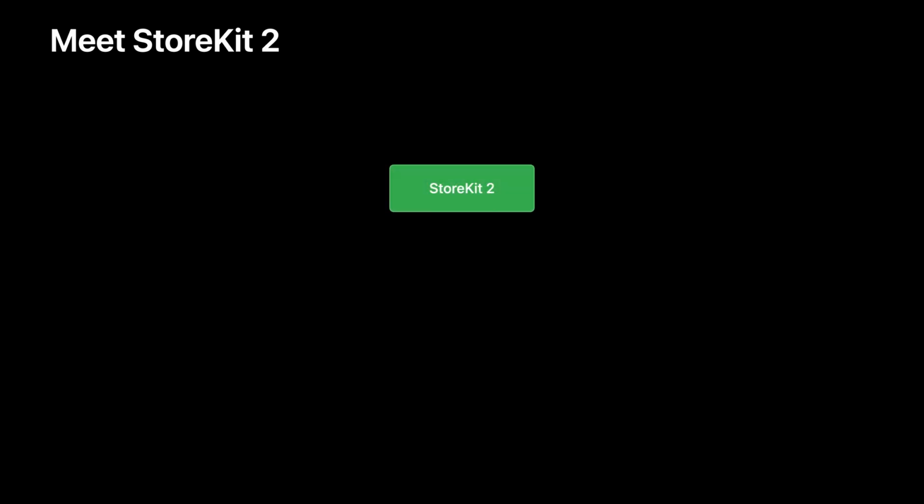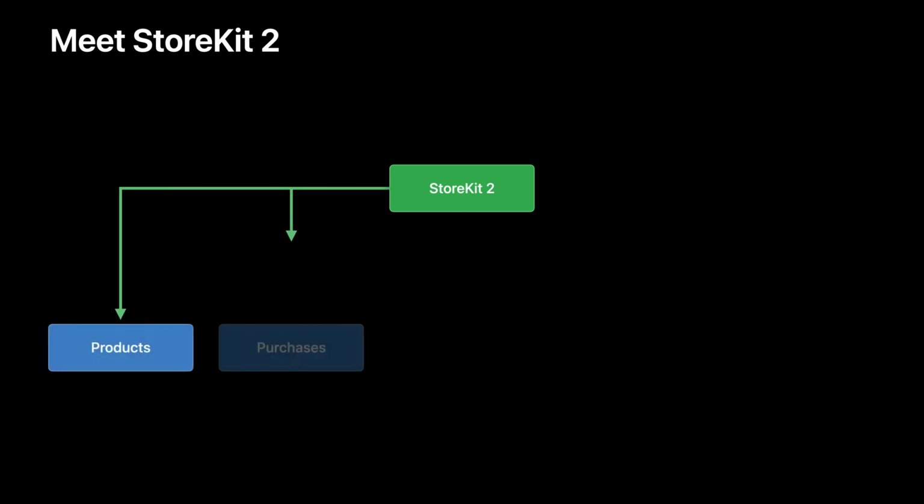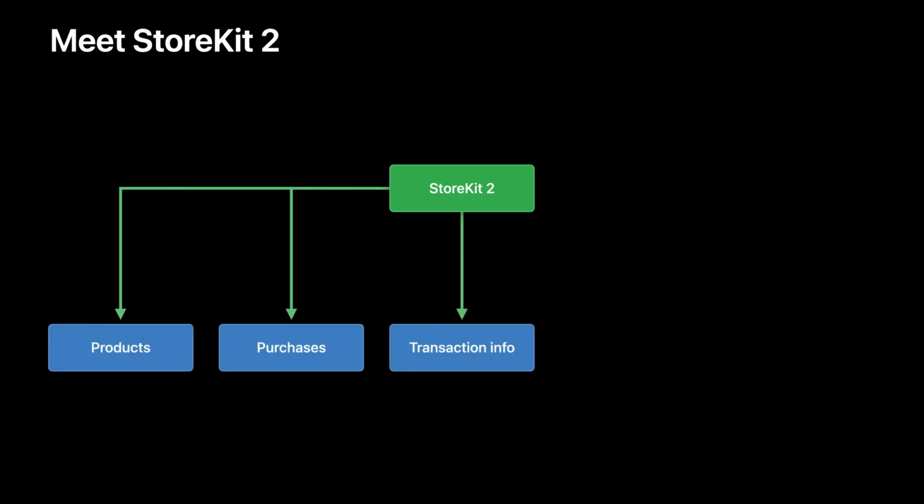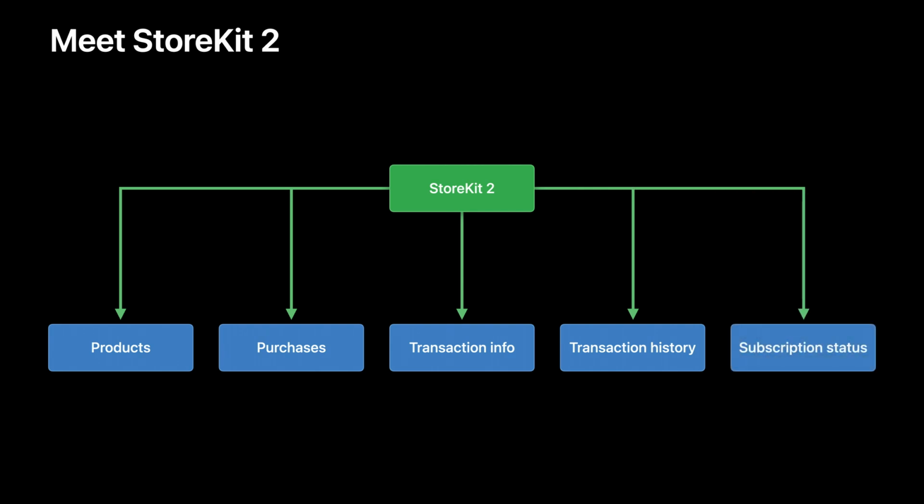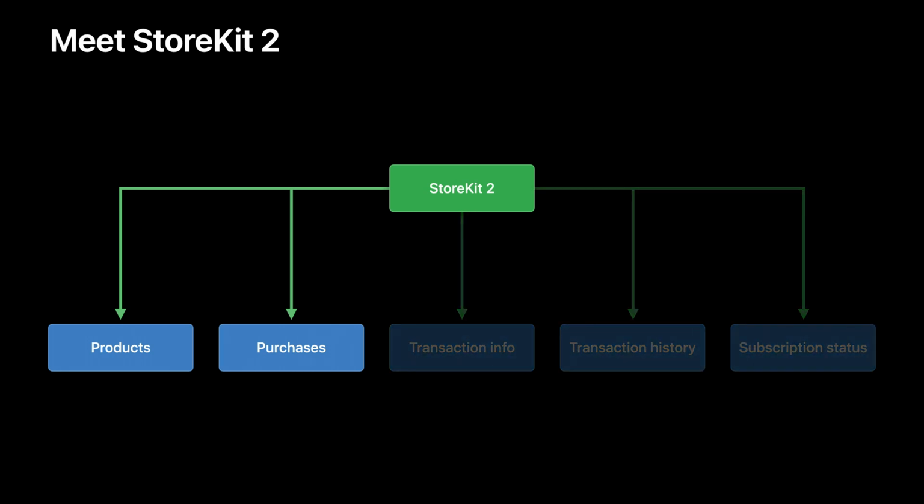The new StoreKit 2 APIs are comprised of 5 major areas: products, purchases, transaction info, transaction history, and subscription status. Today, I'm going to give you an overview of each of these areas, and my colleague Jacob will be showing you how to use the corresponding StoreKit 2 APIs in real code. So first, let's start with the building blocks of StoreKit: products and purchases.